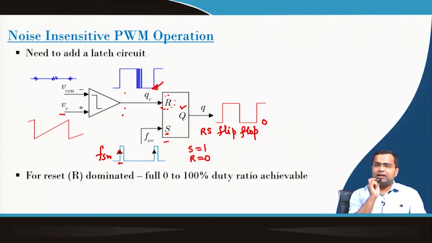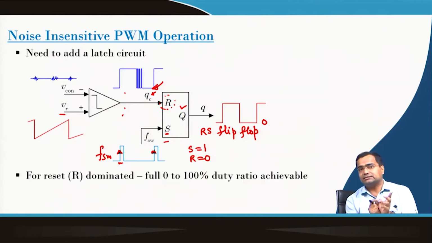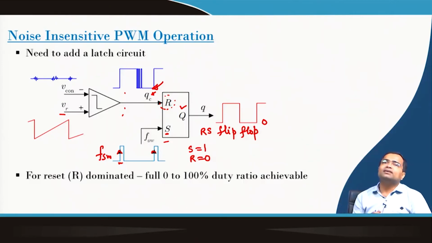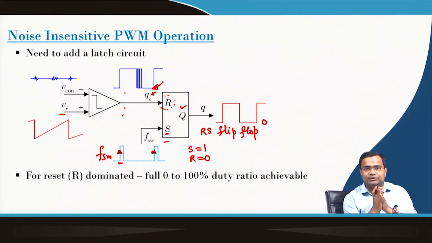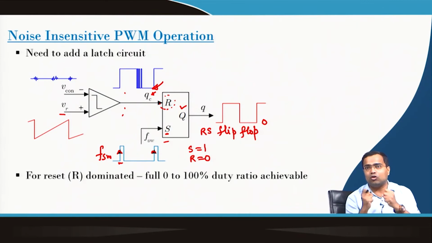But now, there might be a problem if a rising edge of the switching clock comes, and at the same time you get another rising edge of the QC. That means both R and S inputs can see a rising edge, then what to do? So, we need to avoid such a situation. So, we need to make one of them dominant, like a master.